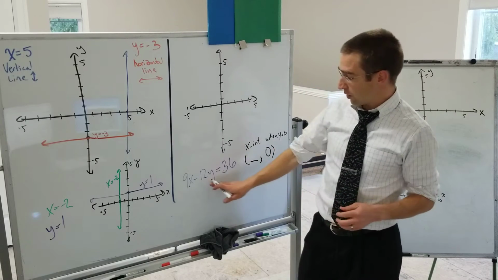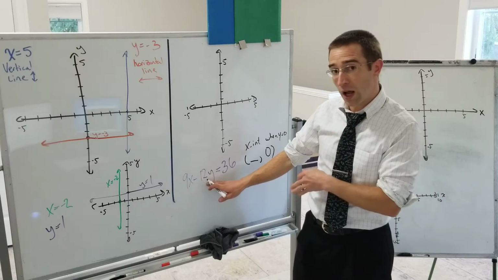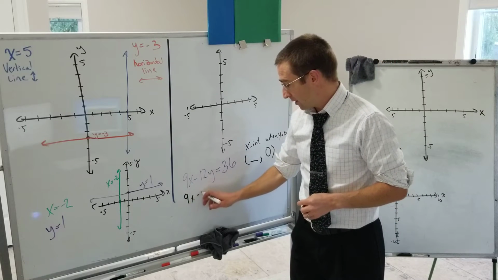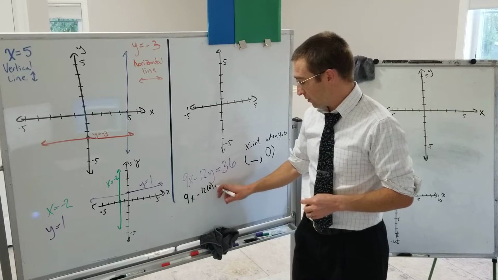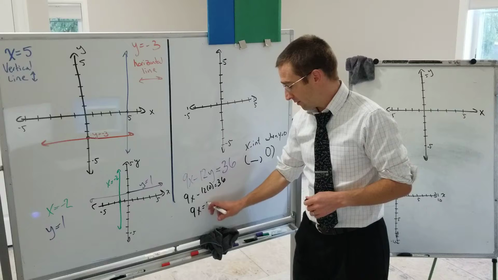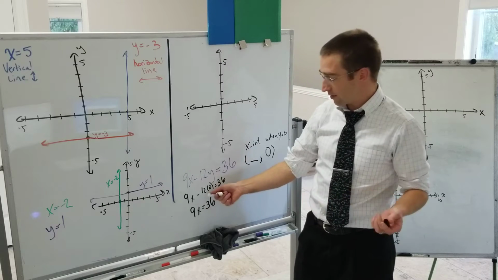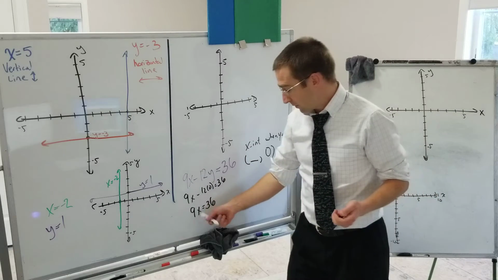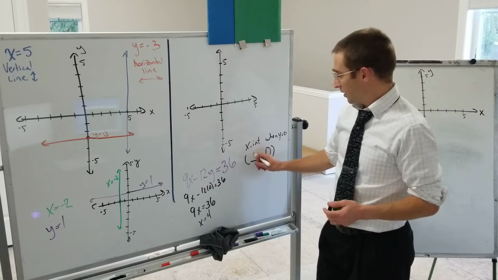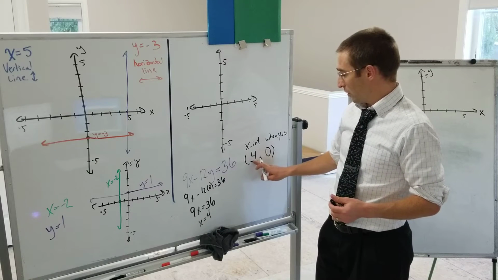So what I do is I go to the equation, and instead of a y, I put in a 0. So I get 9x minus 12 times 0 equals 36, or 9x equals 36, because 12 times 0 is 0. And then I divide by 9, and I get x equals 4. So I have the point (4, 0).